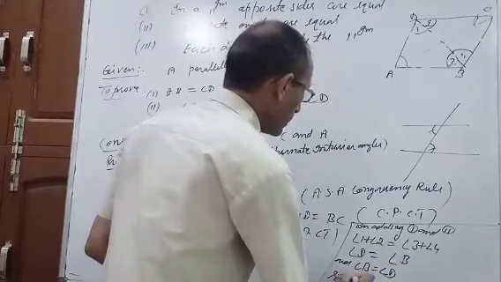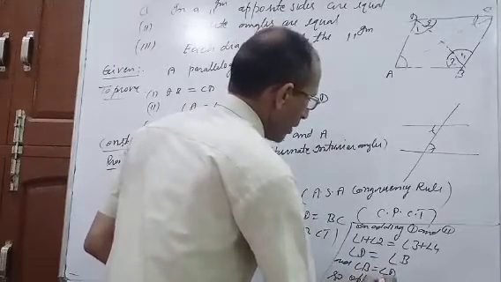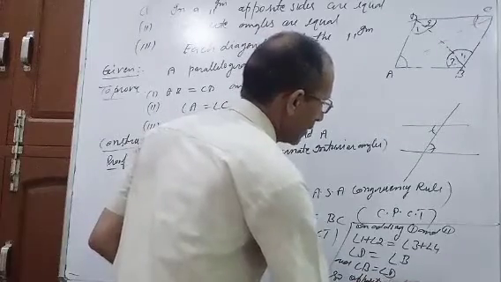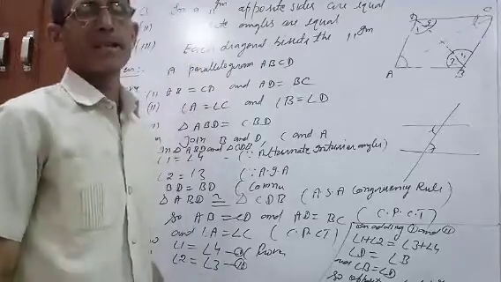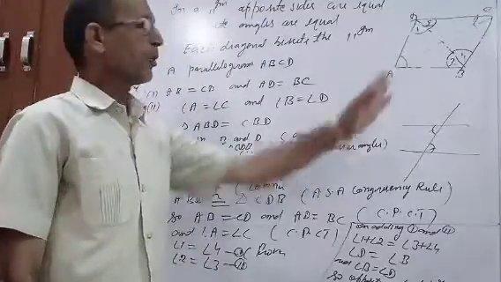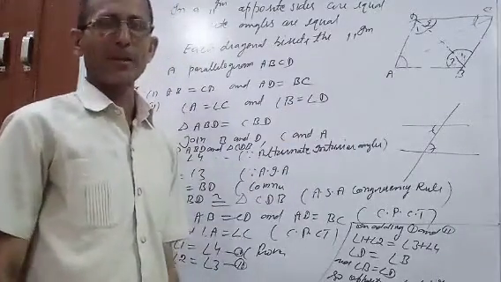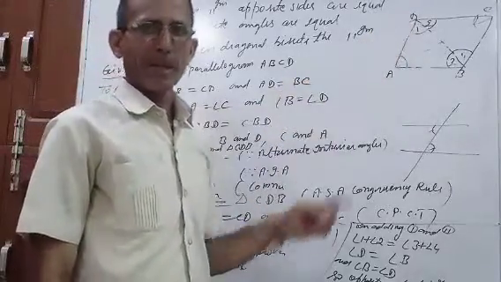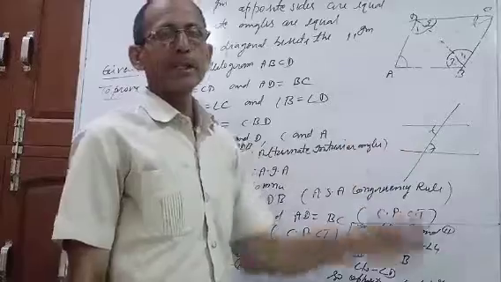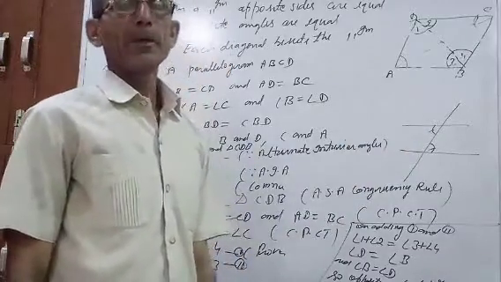So opposite angles of a parallelogram are equal. Two parts I have proved. First, I proved opposite sides of a parallelogram are equal, and second, opposite angles of a parallelogram are equal.